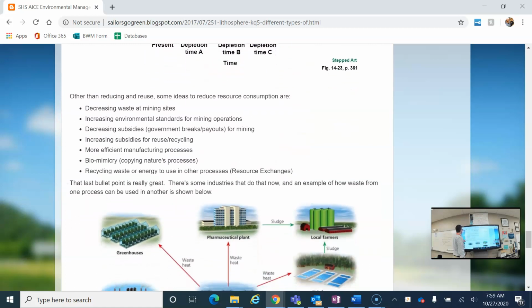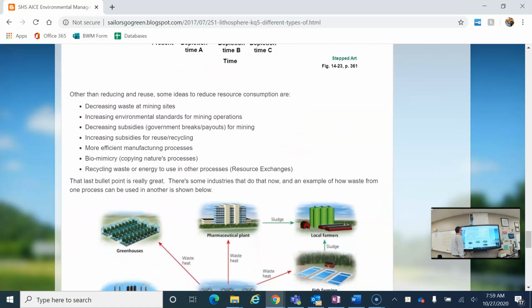All right, other than reducing and reuse, some ideas to reduce resource consumption are decreasing waste at mining sites, increasing environmental standards for our mining operations, decreasing subsidies. Subsidies are where the government gives kickbacks, or basically tax discounts, to companies for mining operations. So decreasing those if they're not environmentally friendly, and if they're environmentally friendly, increasing them, all right?